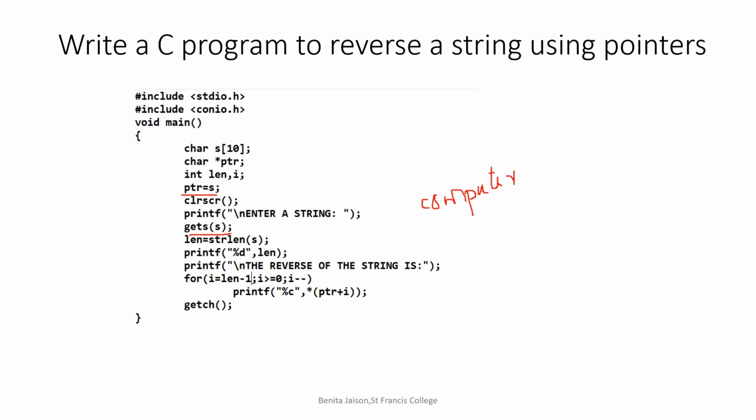So what does string length return? It will be returning the number of characters. Here the number of characters will be 8. So the string length function will be returning 8 to len. Then if you try to print the length, as you can understand, the string length function, which returns the number of characters, will be returning 8 to the variable len, which we had already declared as an integer variable. Now our aim is to reverse the string.